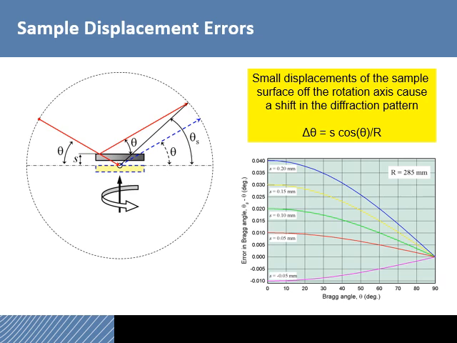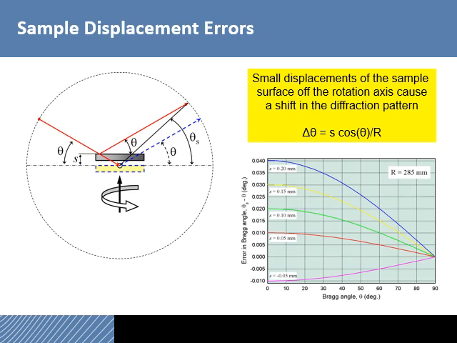Obviously this is a function of the cosine of the angle, so it does vary by the 2 theta value. But simply put, if your sample is above that optic axis, you're going to shift your pattern to the right. If it sits below, you're going to shift your pattern to the left. And then this graph on the lower right side basically shows what the displacement would be for various values of S, from minus 0.05 millimeters all the way up to 0.2 millimeters positive, as a function of the Bragg angle theta.